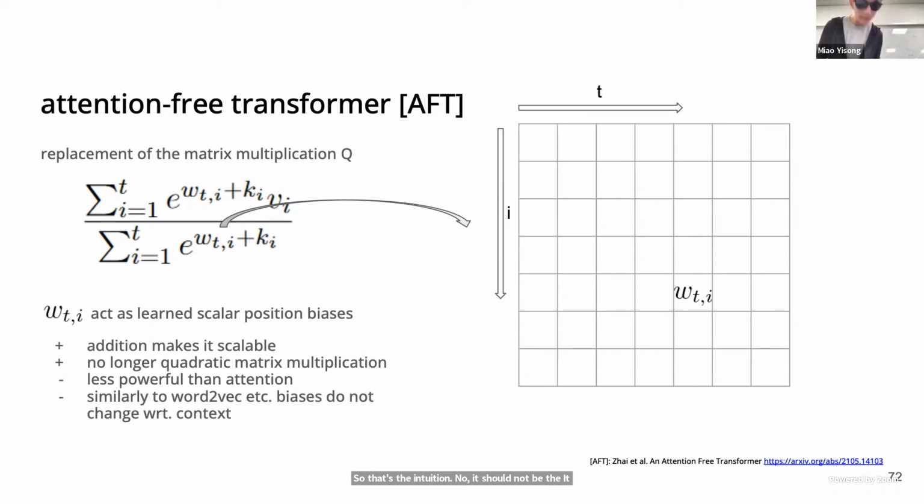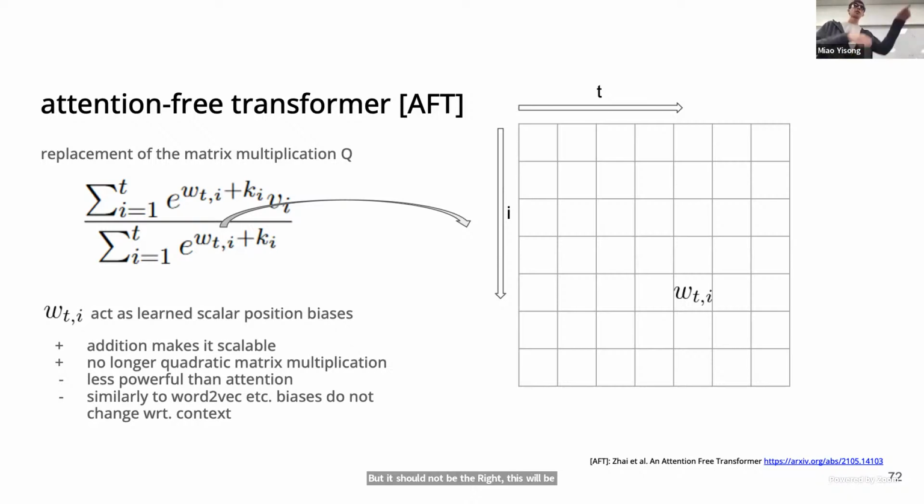So you say WTI here is a learned scalar. This one is positional bias. You are saying positional bias. Yeah, usually it's similar to the positional bias in the original transformer. Yes, but it should not be the weight, right? It should not be the weight. It should be the positional bias.